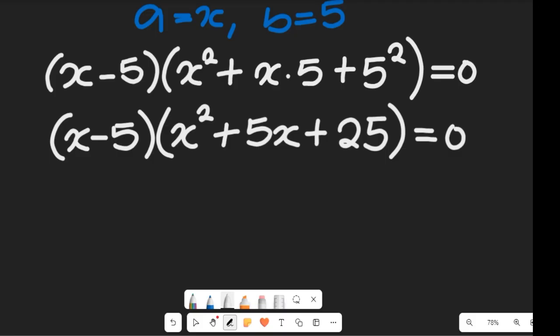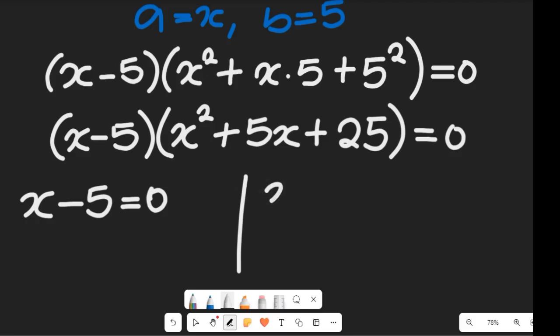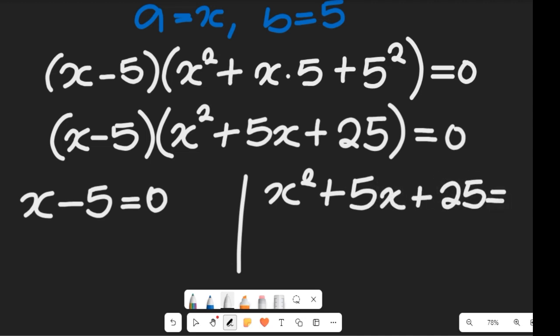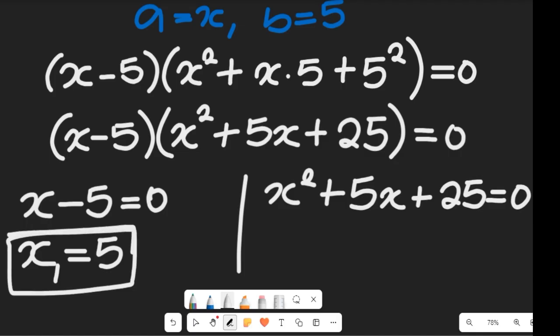Great. So with this zero product rule, we can isolate this to give us x minus 5 equal to 0 on one expression, while on the other side, x squared plus 5x plus 25 will be equal to 0. Now, from the left hand side, if we add 5 to both sides, our value of x will be equal to 5. And that gives us the first value of x.